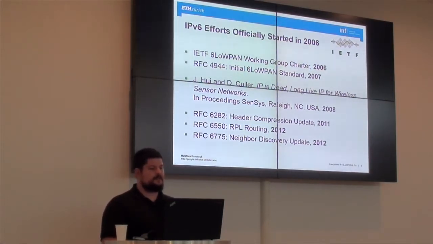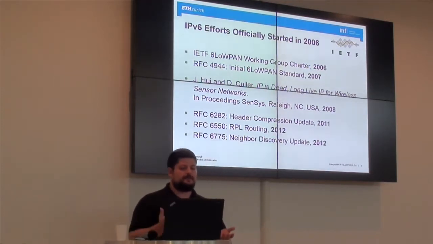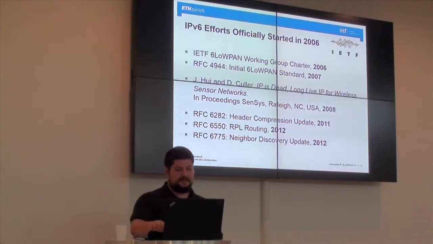For instance, there was an update on the header compression, so what else you can do to be a bit more flexible. And another important thing, the routing protocol, RPL. So it's called Routing Protocol for Low-Power and Lossy Networks. And the last RFC was actually only 2 years ago with a neighbor discovery for 6LoWPAN. So it's a bit different than the standard IPv6 neighbor discovery.